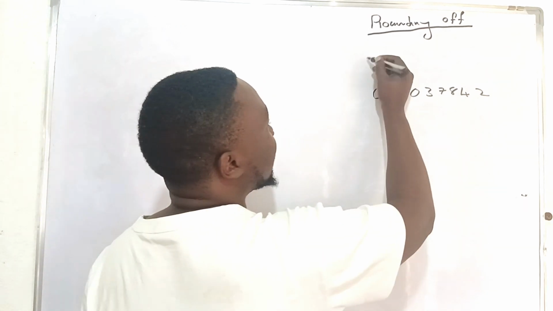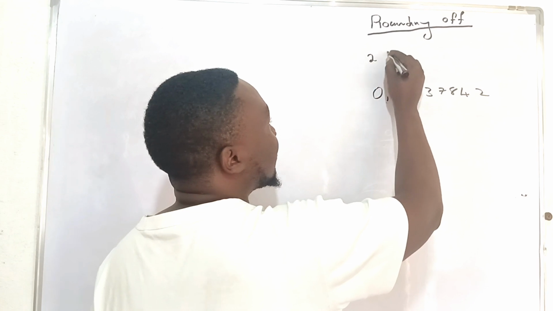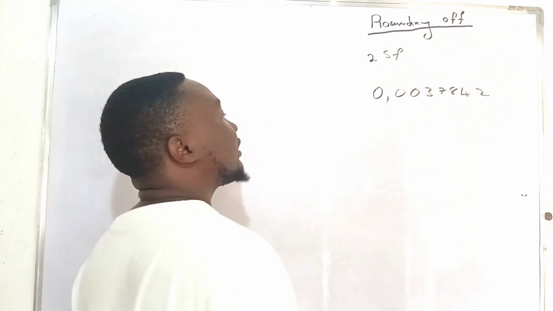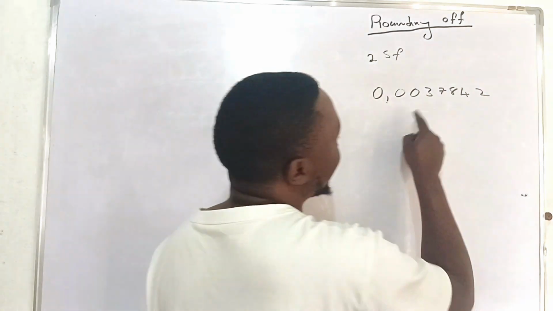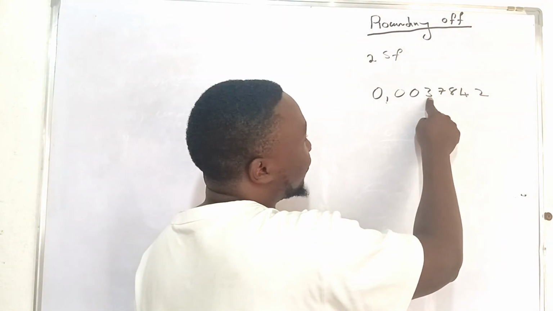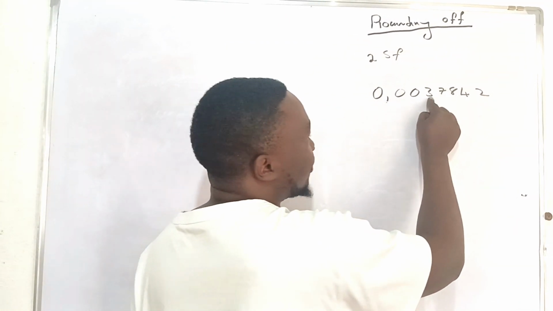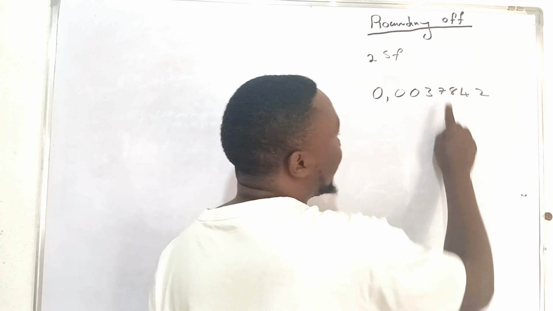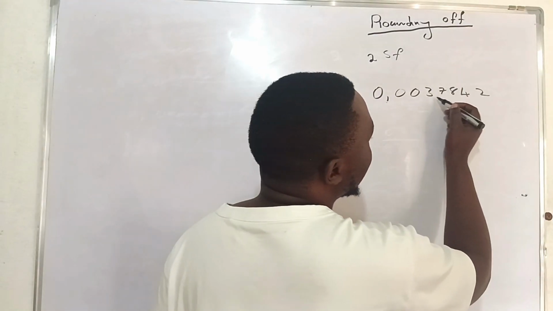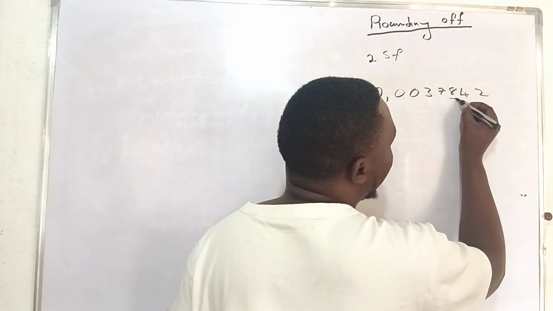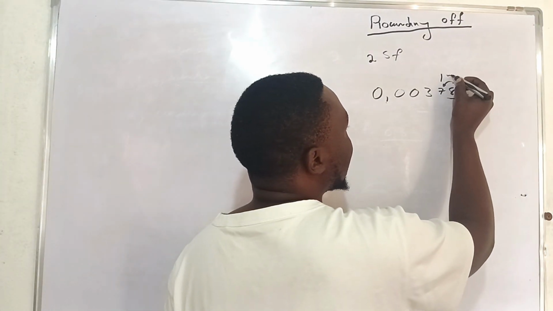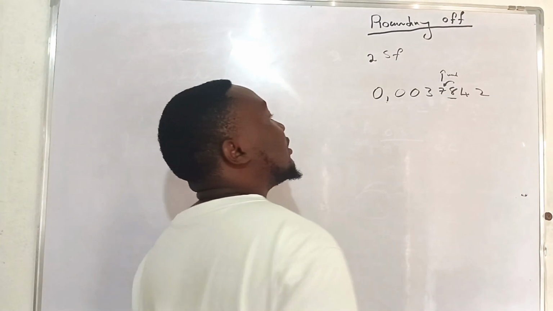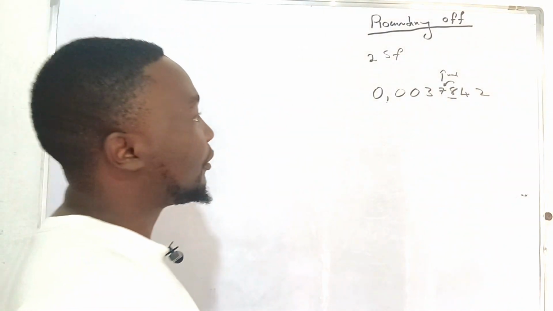So you look at the first number. You ignore these zeros. This will be your first number, your second number. So you need to remain with these 2 numbers. You look at the third number. If it's greater than 5, this one is going to move a unit upwards.